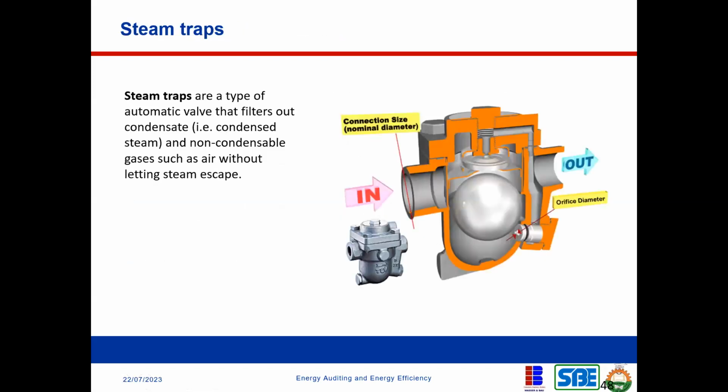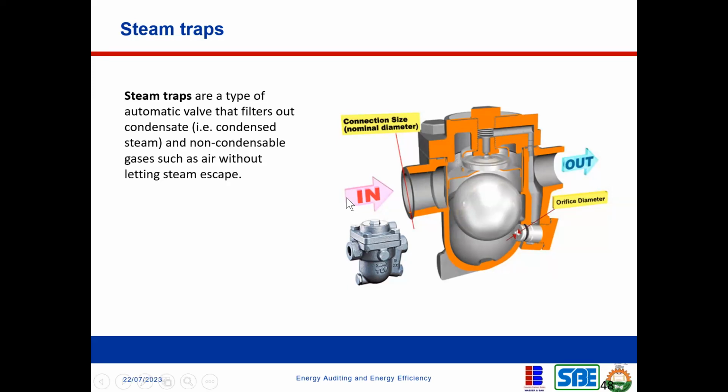So this is what a steam trap looks like. Now, steam traps are a type of automatic valve that filters out condensate, that is condensed steam, and non-condensable gases such as air without letting steam escape. So this is what a steam trap is.